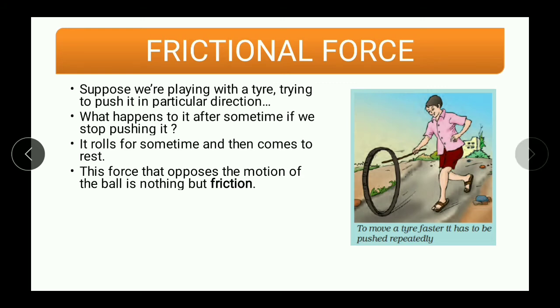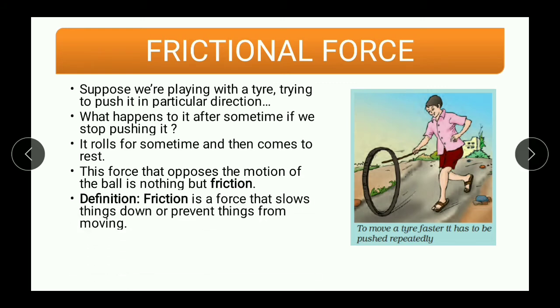Let us see the definition of friction. Friction is a force that slows things down or prevents things from moving. I repeat, friction is a force that slows things down or prevents things from moving. This force arises due to unevenness of the surface. Many times when we see a surface closely, it is not perfectly flat. There is certain unevenness to the surface, and this unevenness causes the friction.